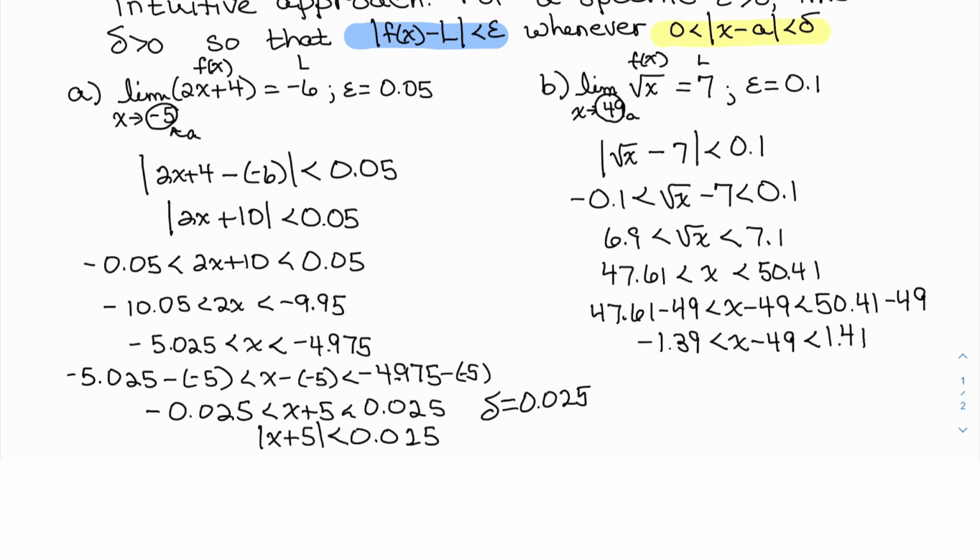So notice here I don't have that balance like I did with the linear case. So I have to look at the absolute value of each of those numbers and see which one is the smallest absolute value, and that absolute value is what I take for my delta. Well, the absolute value of negative 1.39 is 1.39. The absolute value of 1.41 is equal to 1.41. 1.39 is smaller than 1.41, so delta is equal to 1.39.